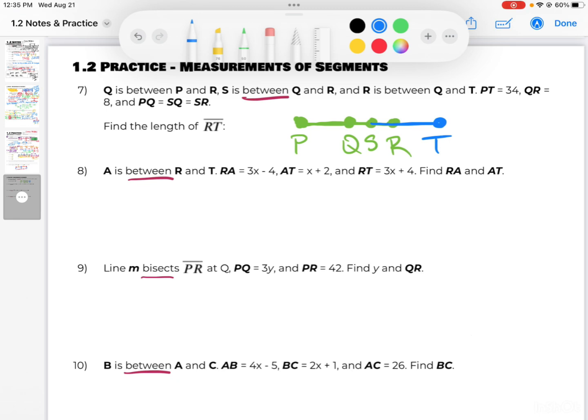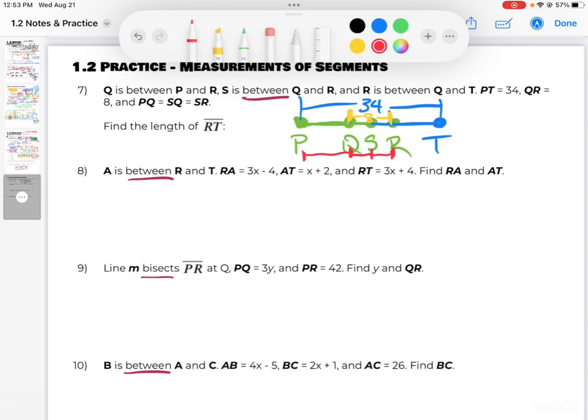5 points, all collinear. Now, it says that P to T, the whole distance, is 34. So I've got a total distance from P to T of 34. It also lets me know that Q to R is 8. And then it says lastly that P to Q, S to Q, and S to R are all equal.